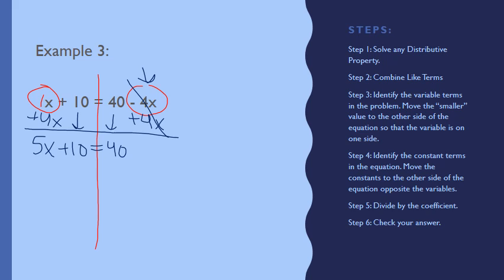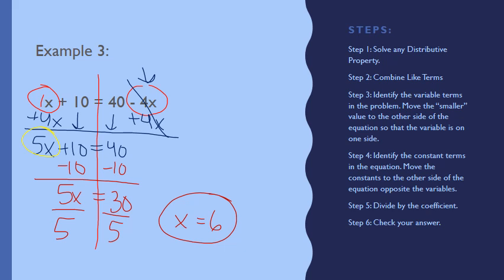When I go to look at my variable term, I now just have 5x. I have one variable term, that's what we want. Subtract 10, which leaves me with 5x. 40 minus 10 is 30. Finally, divide by the coefficient. You're left with x equaling 6. Hopefully you're starting to get the hang of it. Let's do one more.